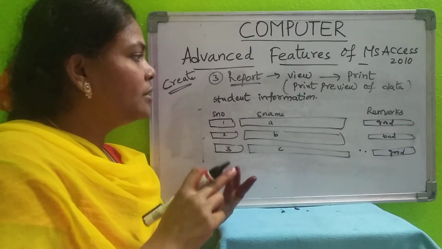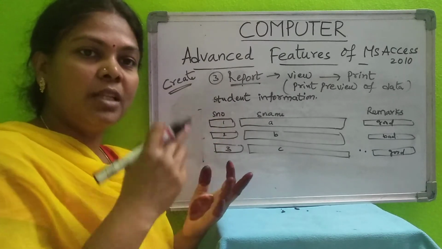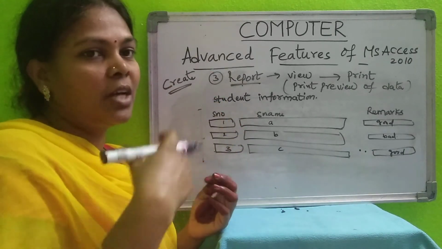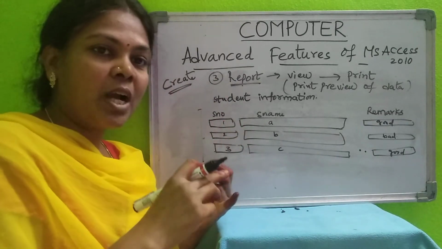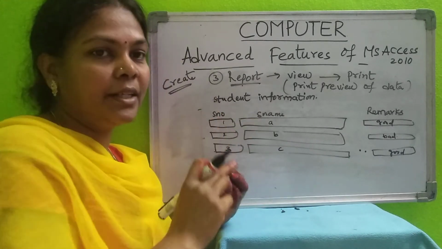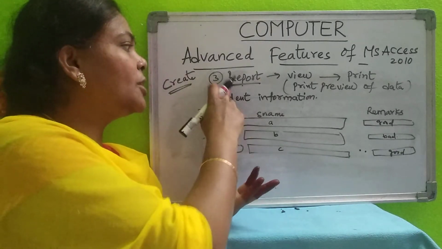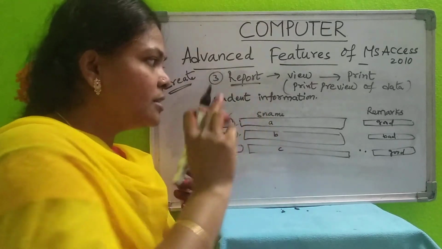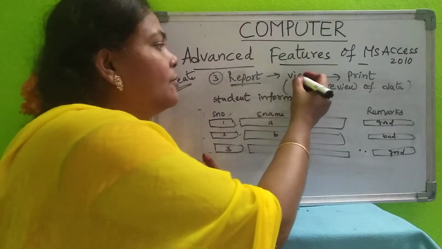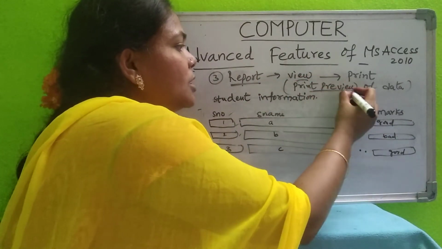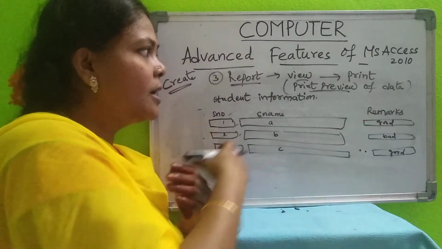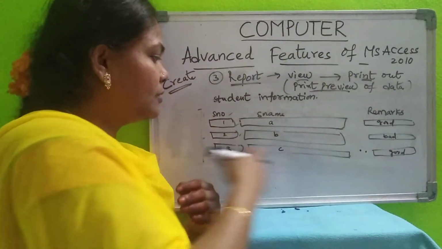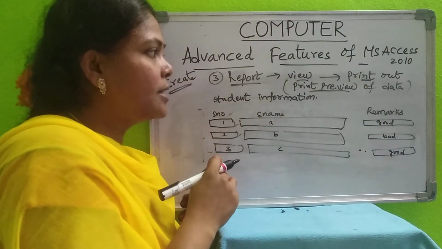And further you have to go to the form wizard. There you have to select the column names, the title, and the option view and enter. After that you have to click on finish. Then only you can enter the new records. Third one is report. In this report, whatever records with the column names and the data will be displayed, and you can view it. You can see the print preview of your data, and you can take the printout of that form. So this information you can take as a printout.